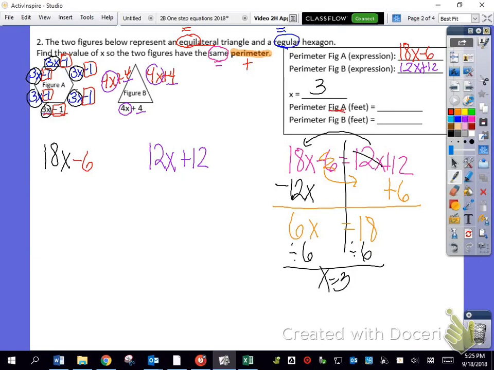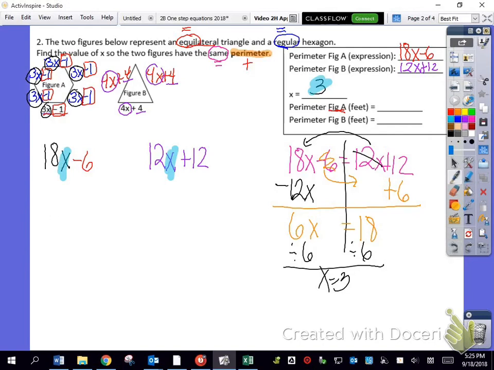So remember, I go back to my expression that I got. And wherever I see x, I'm going to plug in a 3. Okay, wherever you see x, you're going to plug in a 3. So 18, oops, sorry about that.